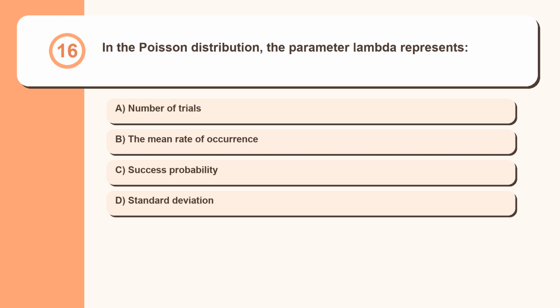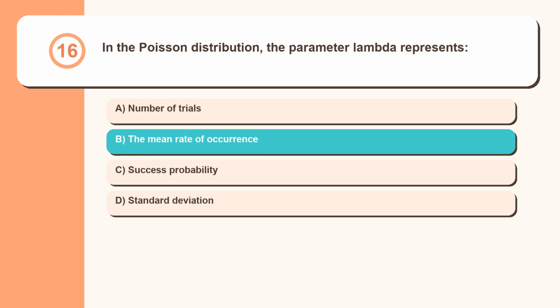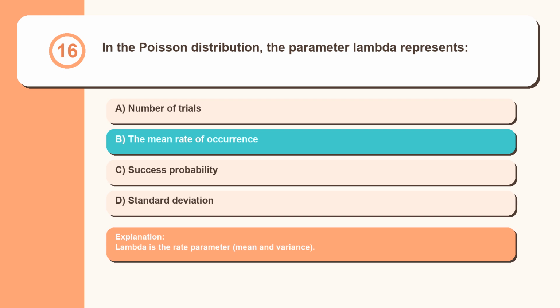Question 16. In the Poisson distribution, the parameter lambda represents number of trials, the mean rate of occurrence, success probability, standard deviation. Lambda is the rate parameter, mean and variance.